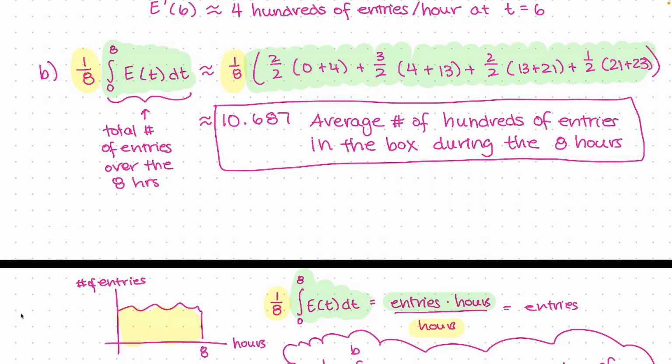It's hard to say what the meaning of it is. I'll have to come up with a better way of wording it. But you're right, it's not just going to represent the number of entries in the box after 8 hours, because that's 2300, we know that from the table. It's a sum of all the values. I'm having trouble finding the words. Does anybody have a good way of wording it?